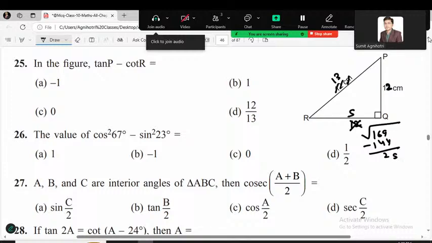It's 5 then. Tan P is P over B and cot R is B over P. They both are same, that's why 0 should be your answer. Understood?